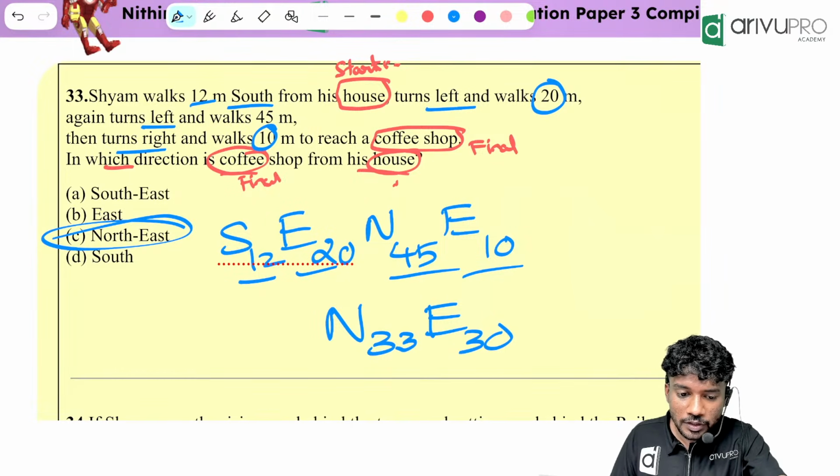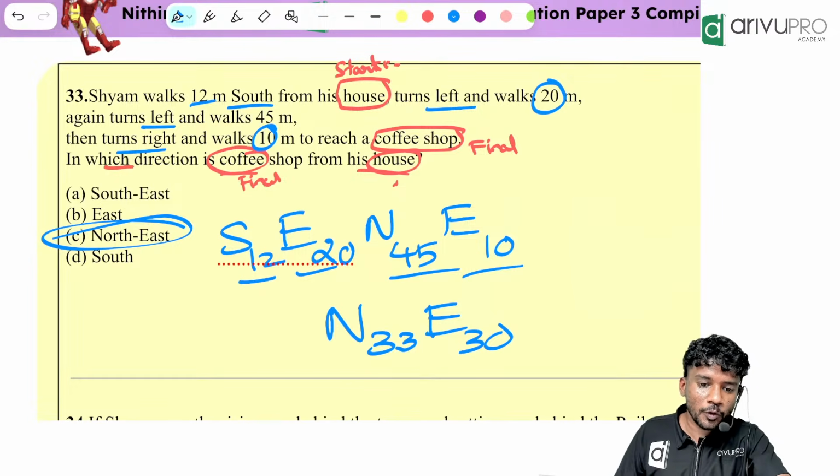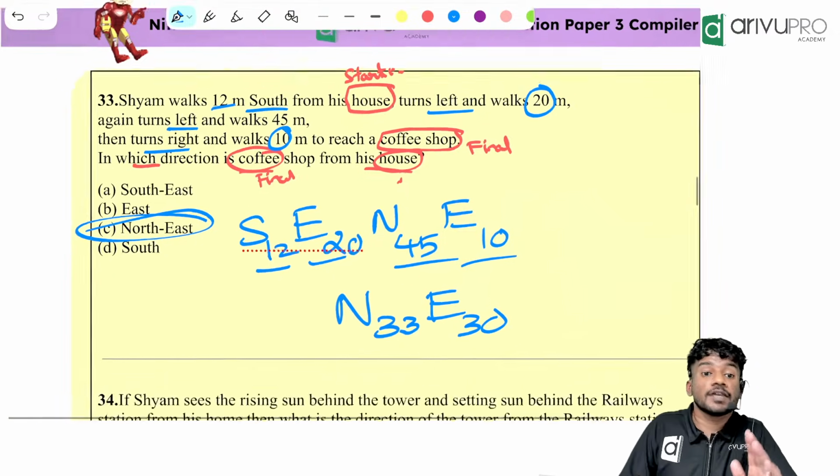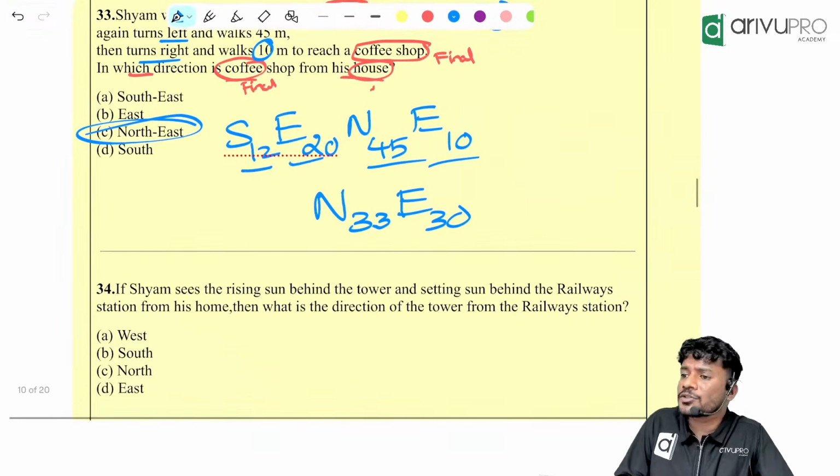Yes, sir. Will it be there tomorrow also? Yes, it will be there tomorrow. Tomorrow we will be discussing which chapter? We will be discussing chapter number 11, seating arrangement, which is related to this chapter.